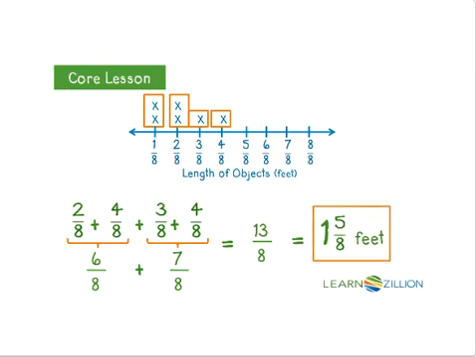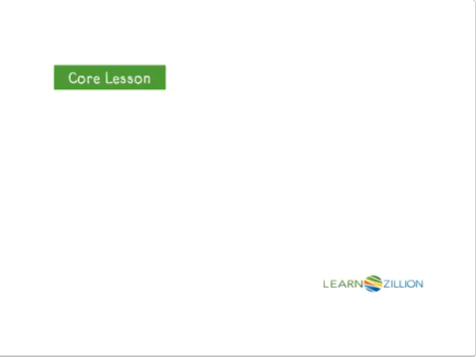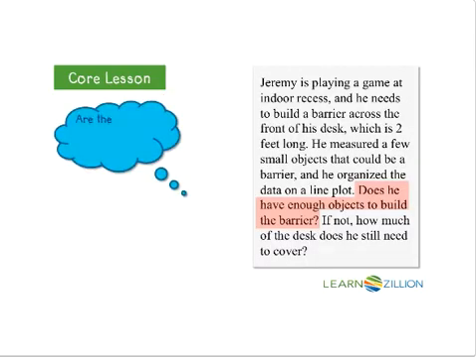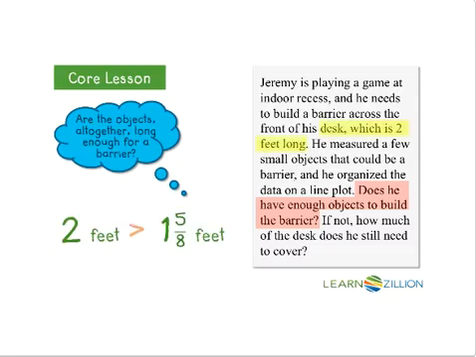We know how much of the desk the objects cover, but is it enough for Jeremy's barricade? The desk is 2 feet long, and that is greater than 1 5/8 feet long, so the objects aren't quite enough. We are going to have to subtract in this problem because we need to know how much of the desk is left for Jeremy to barricade.